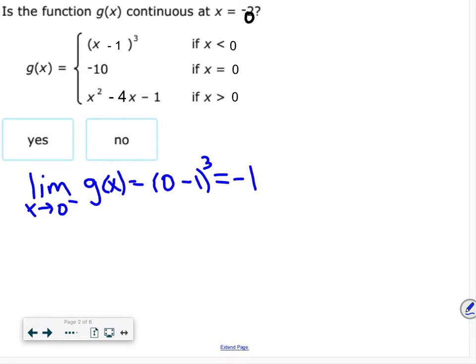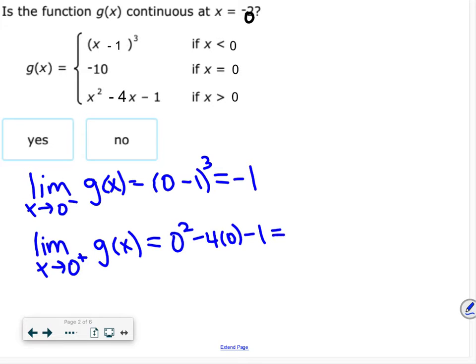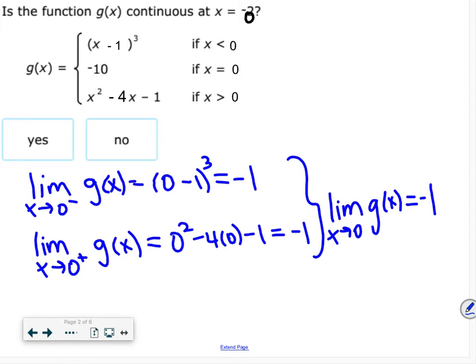-1. Okay. The limit, as x approaches 0 from the right, we would plug 0 into which piece? Piece number 3, the bottom one, where x is greater than 0. That's from the right. So we have 0 squared minus 4 times 0 minus 1. What do we get? Oh, that's good. Okay, so this tells us that the limit as x approaches 0 of this function is -1. So that's a start. I think that's our second stipulation.